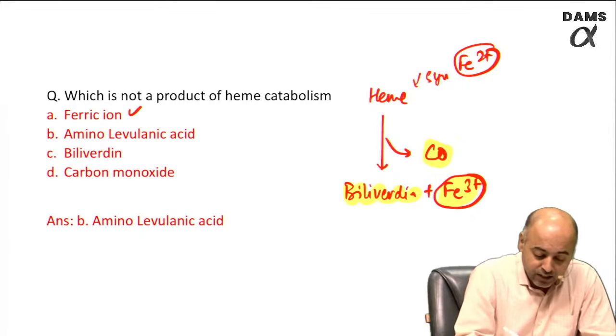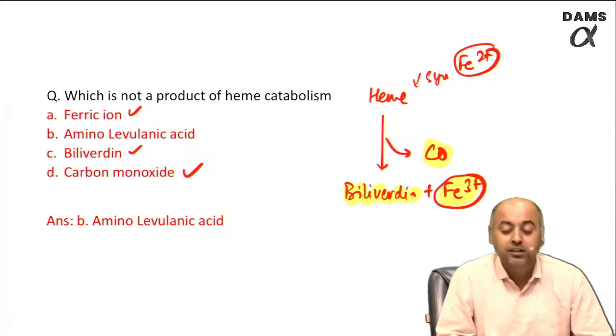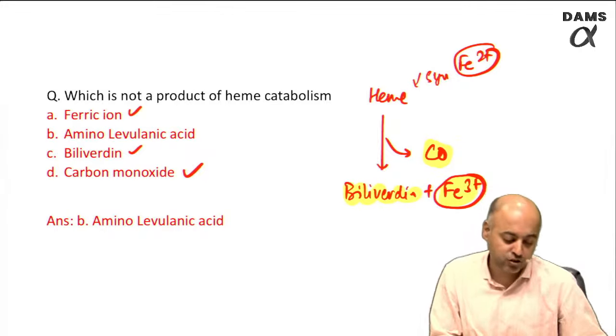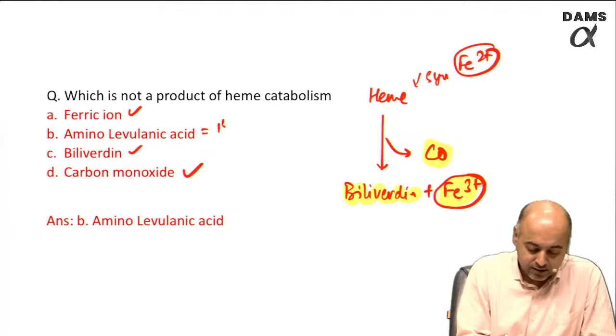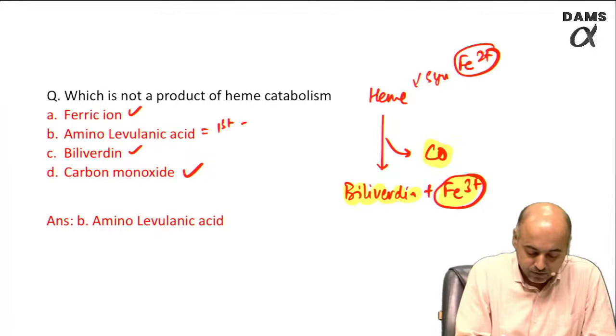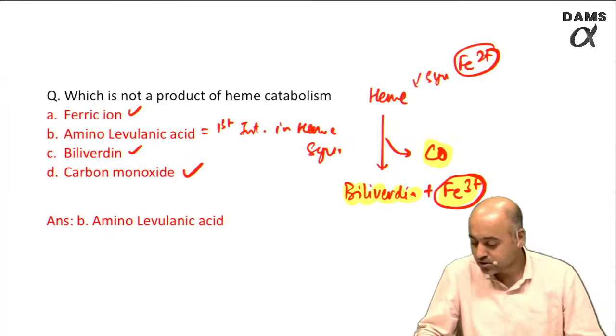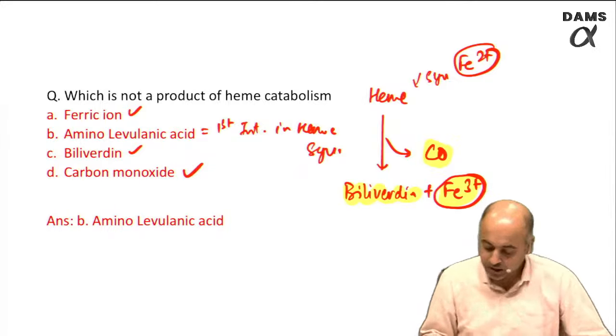So remember, ferric iron, biliverdin, carbon monoxide, they are the ones which are produced on the degradation of heme. Aminolevulinic acid is the first intermediate in heme synthesis.